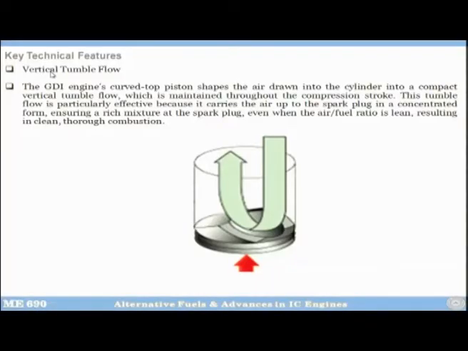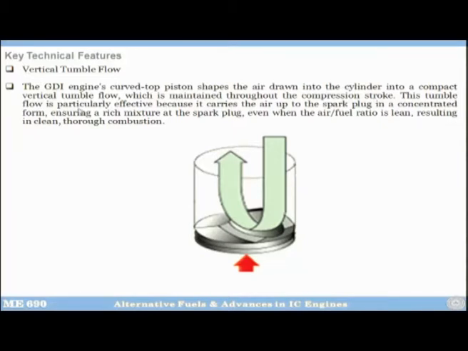The fifth key feature is vertical tumble flow. So, the GDI engine curved top piston, here you can see, you can get a better idea. So, air is coming in through the straight upright intake manifold, this is curved top piston, and then it is a reverse tumble flow, it is a tumble. So, direction is reversing. So, GDI engine's curved top piston shapes the air drawn into the cylinder into a compact vertical tumble flow, which is maintained throughout the compression stroke. So, even in the compression stroke, the direction does not change.